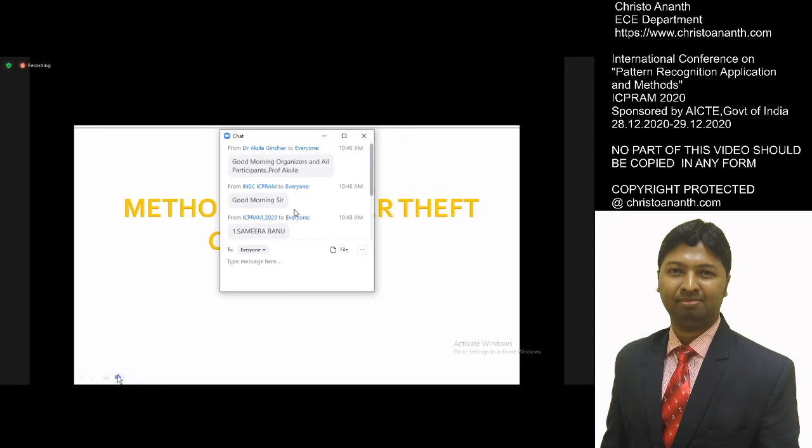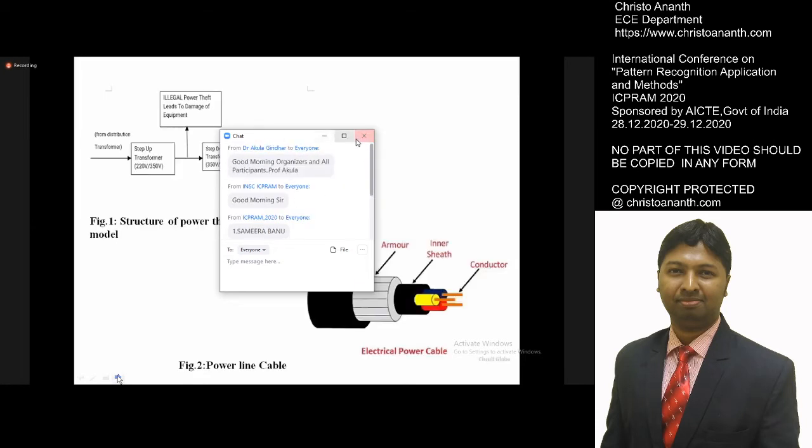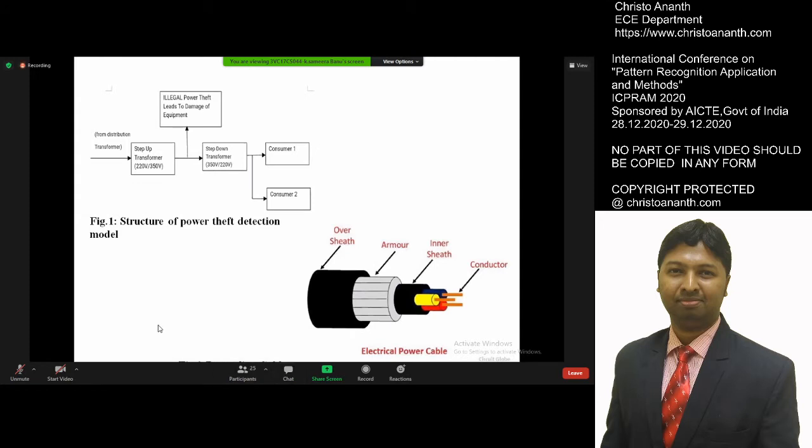There are different methods of power theft. This is one of the methods: detection and power recognition using a high voltage distribution system. This is the structure of power theft detection.